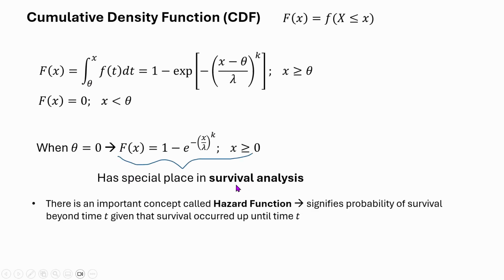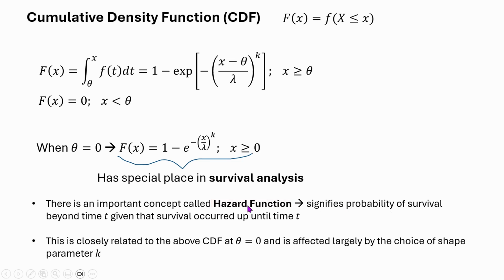In survival analysis, there is an important concept called the hazard function, which signifies the probability of survival beyond time t, given that survival occurred up until time t. So basically, what is the probability of some patient surviving beyond time t, given that he has already survived up until time t? That is the hazard function. Now, the hazard function is closely associated with the choice of k. Let me explain. I am not going to show you any formula here because this is not a series on survival analysis, but I just want to make some notes.